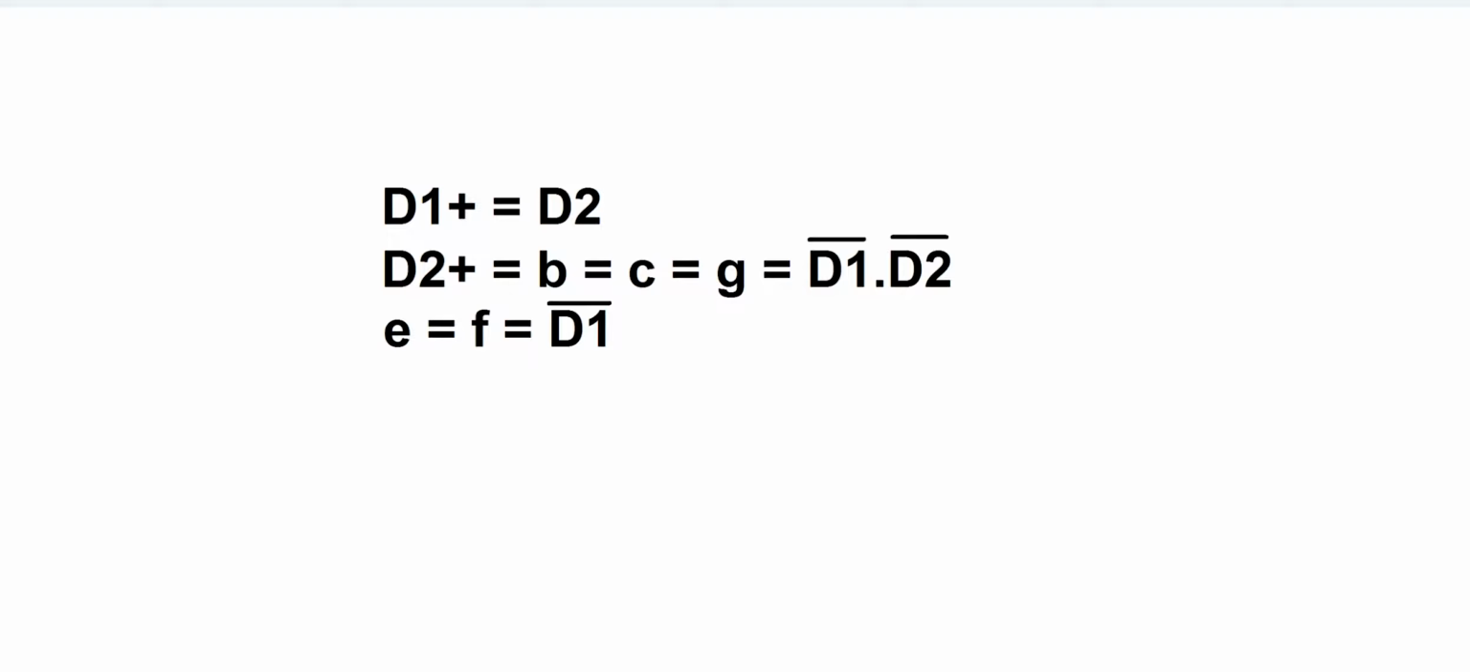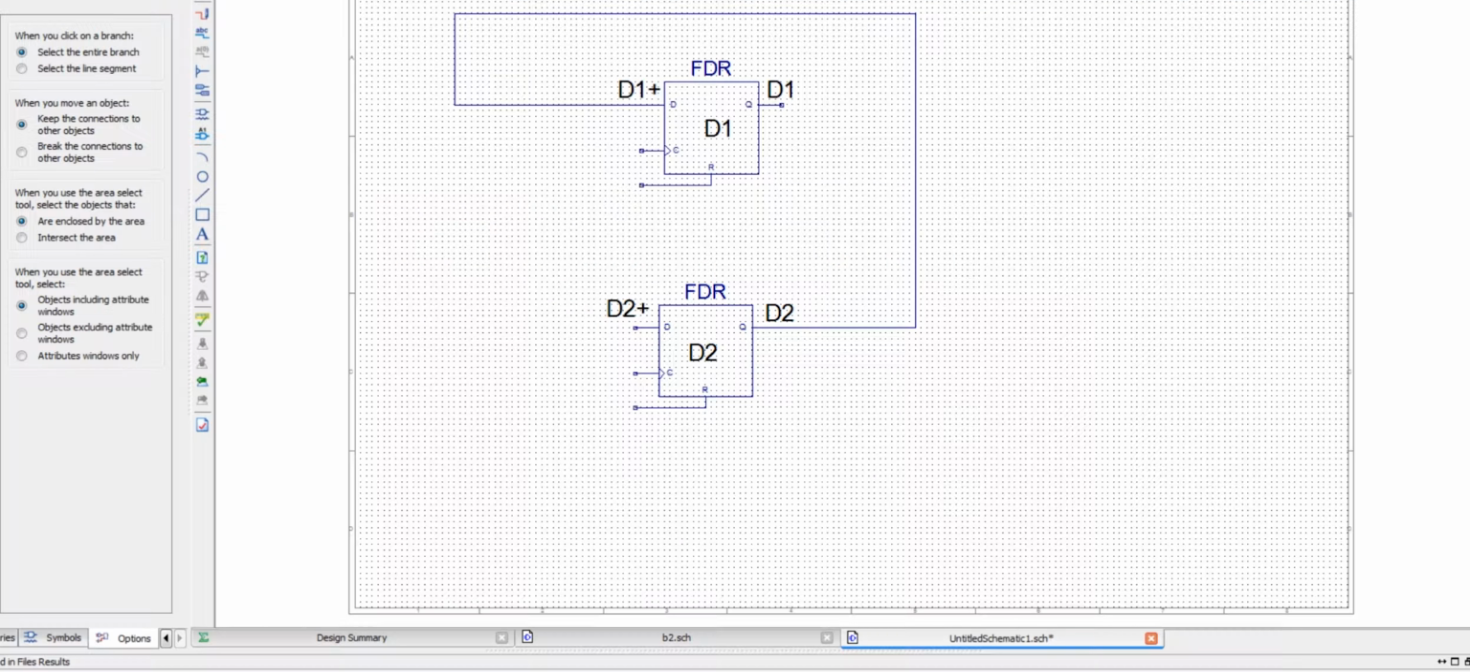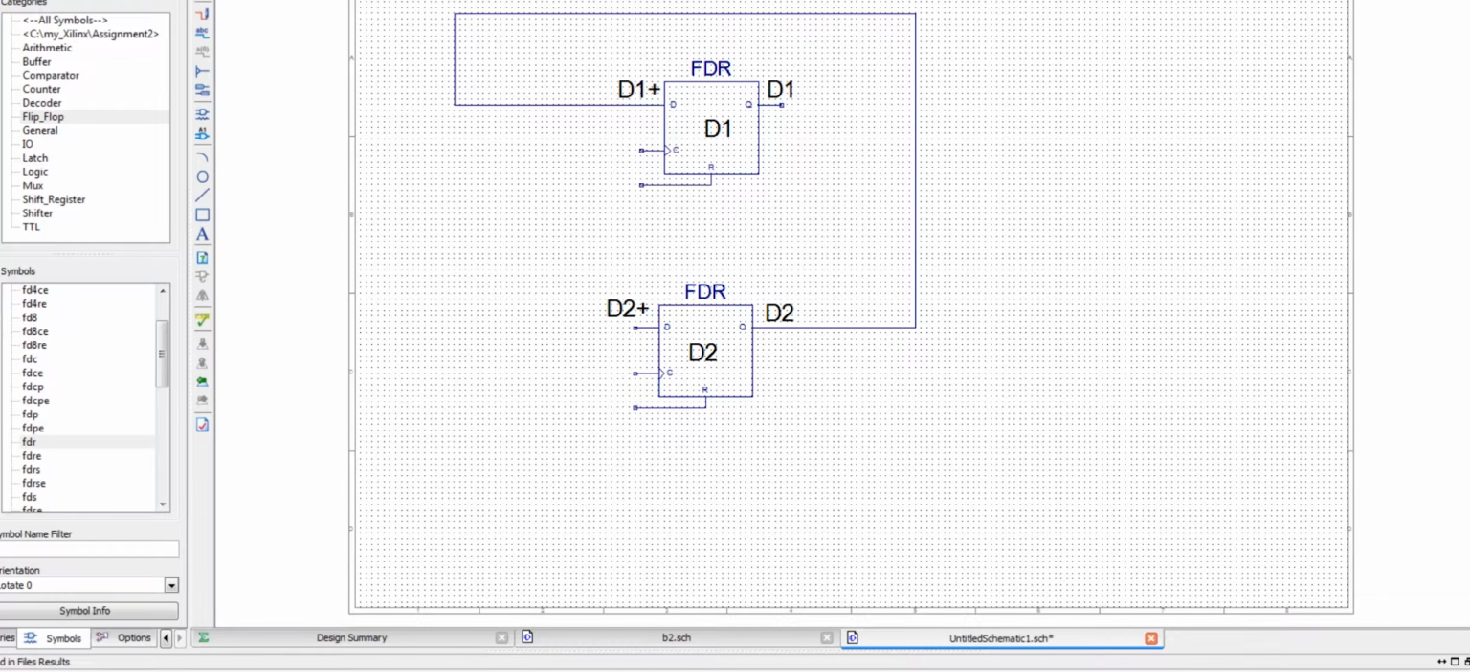The next equation says D2 plus equals B equals C equals G equals not D1 and not D2. So we have to make this signal. For D2 plus, first we need two inverters, or two NOT gates. And go to logic.